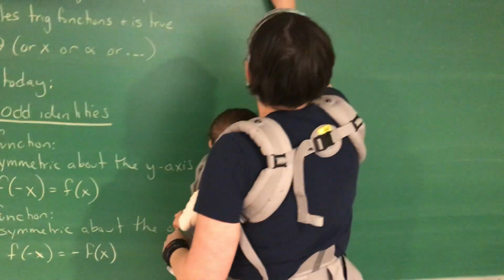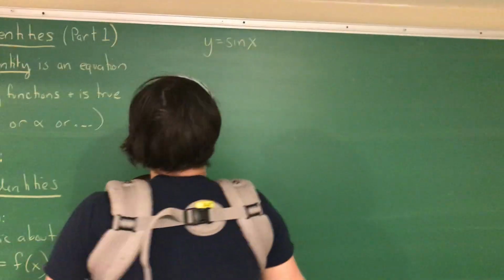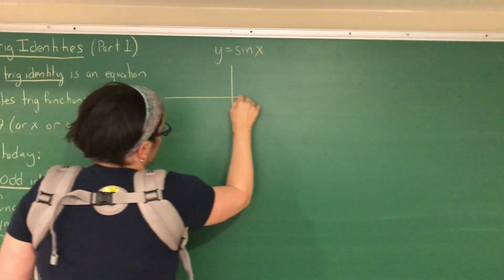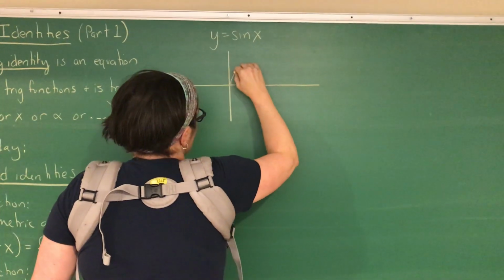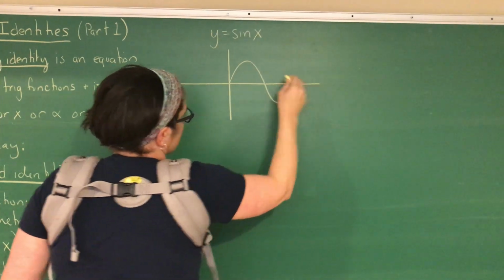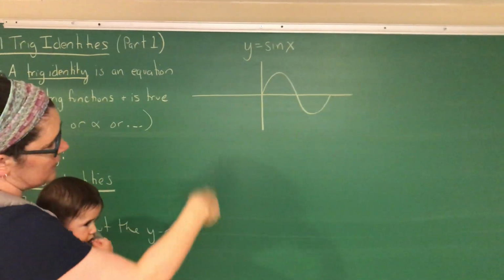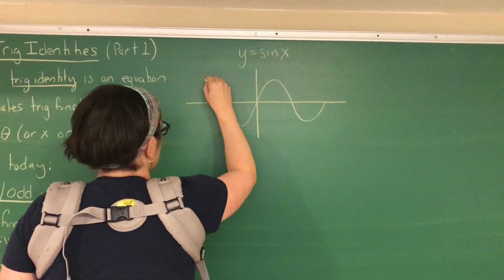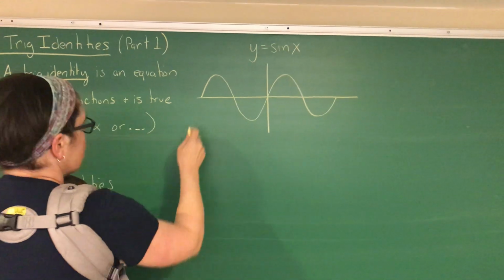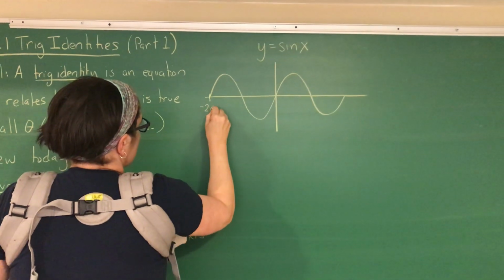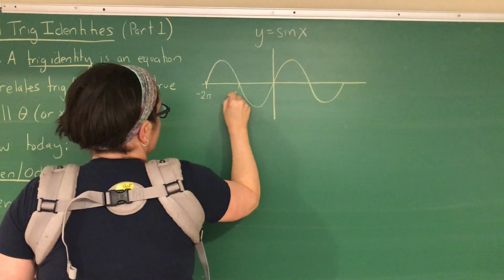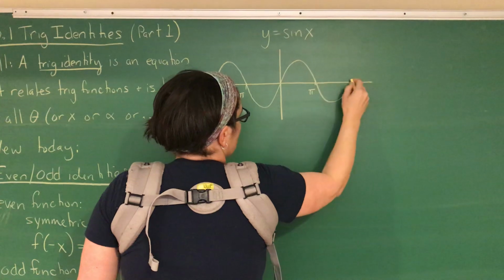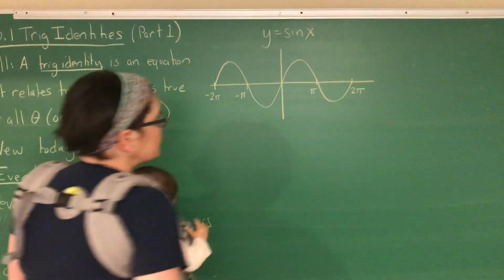So we have y equals sine x, and if I were to draw a picture of the sine function, one period looks something like this: starts at the origin, goes up, comes down, and goes back up, and maybe I'll draw one period to the left as well. I'm just going to mark a couple of the labels on here: negative 2 pi, negative pi, 0, positive pi, and positive 2 pi.